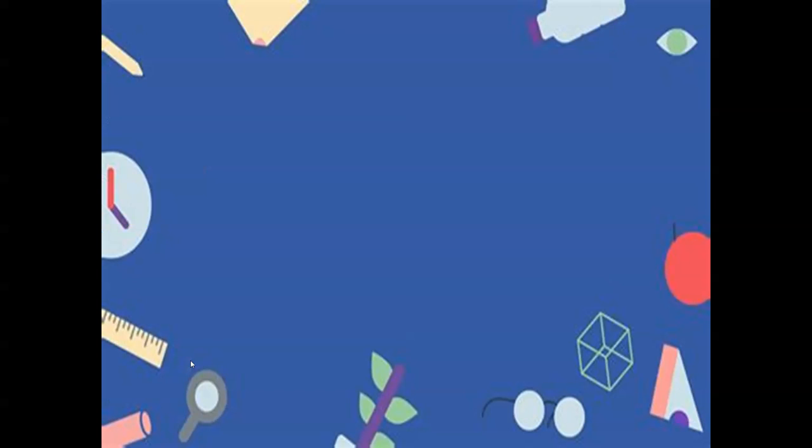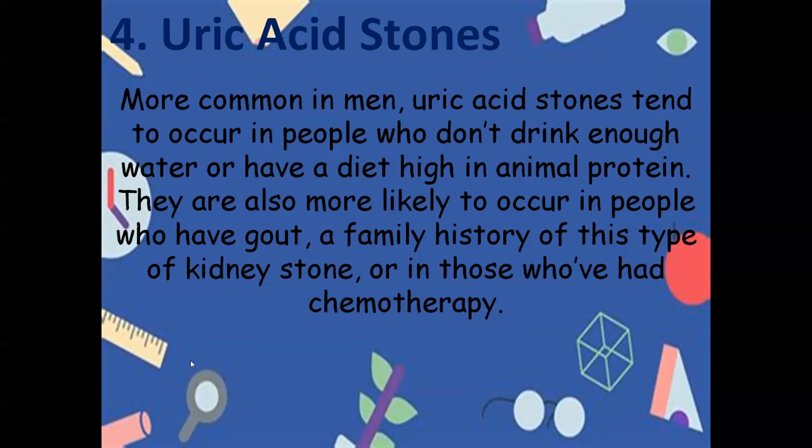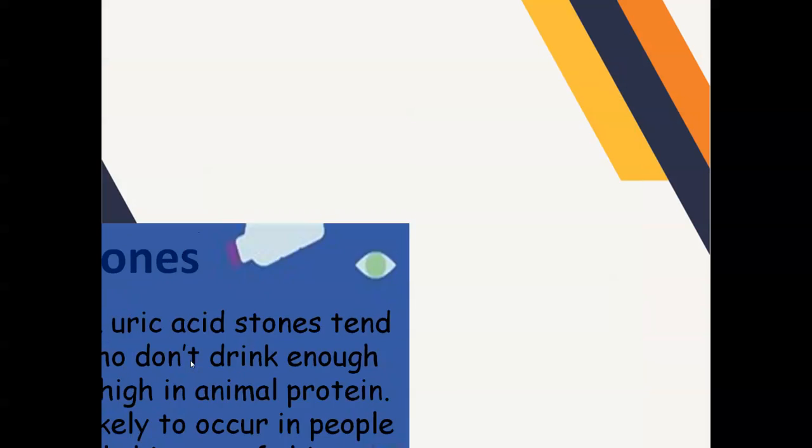Now here's the fourth kind of stone, that is the uric acid stones. These types of stones are more common in men. Uric acid stones tend to occur in people who don't drink enough water, and also in people who have diarrhea or who have a diet high in animal protein. They are also more likely to occur in people who have gout, a family history of this type of kidney stone, or those who have had chemotherapy.